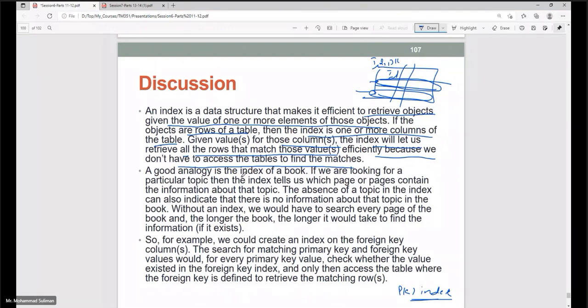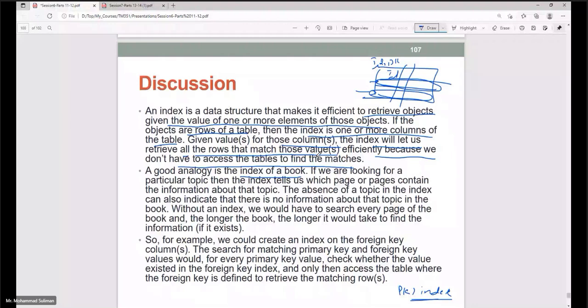So this index will help you to find the contents inside the book, the topics inside the book, and the page numbers of the book where the topics are discussed. And if a topic is not available in the index, it means that this data is not available in the book, right? So this is how the index can be used in databases.